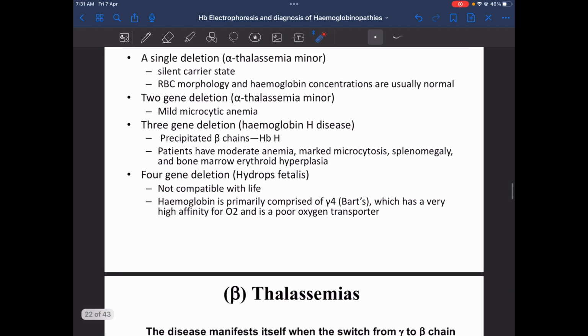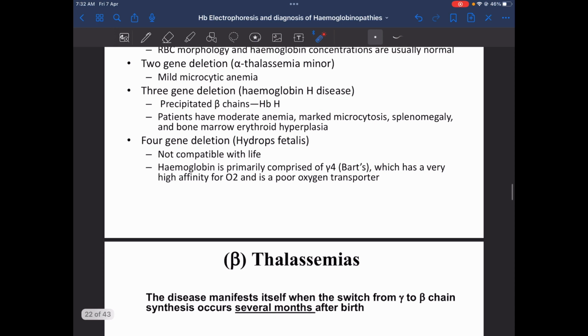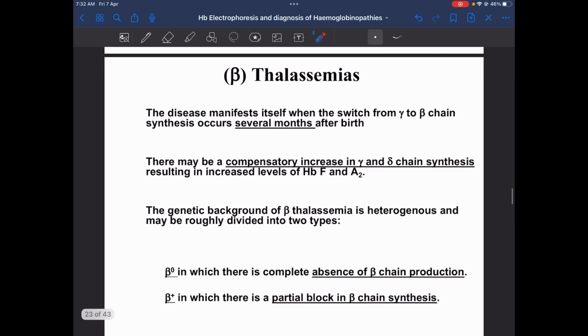And then the 4 gene deletion, like I mentioned earlier, is just hydrops fetalis. It's just Bart's disease, and yeah, it's not compatible with life, and the fetus is most likely going to die or pass away in utero.